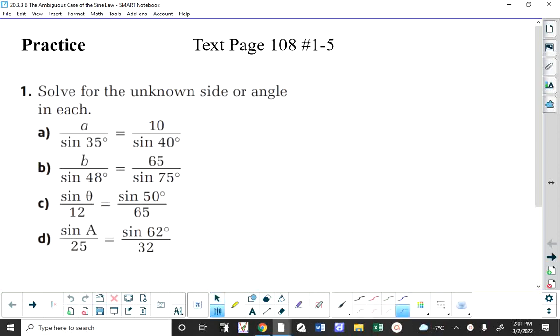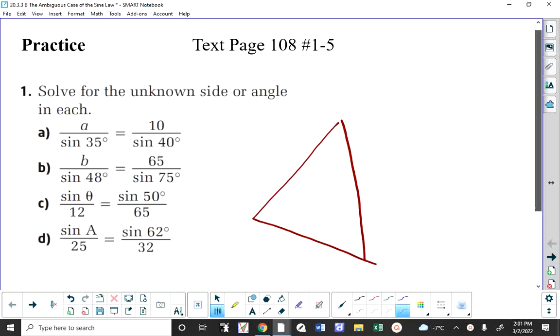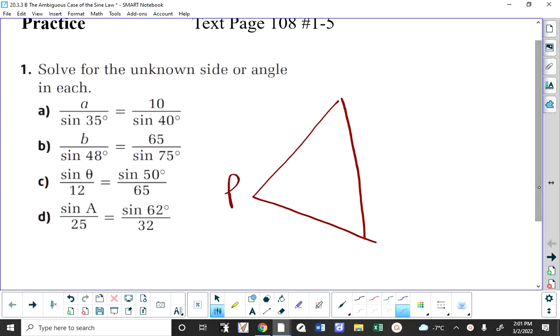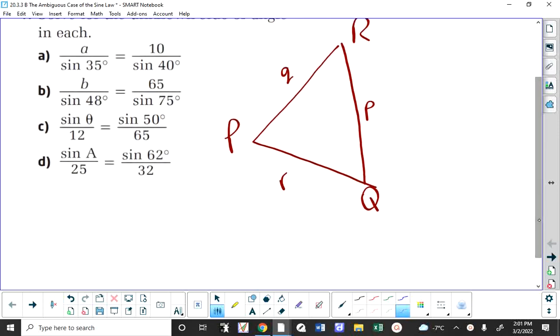One thing that I didn't mention yesterday, but it bears mentioning, is I told you for any triangle, it doesn't matter, I'll use PQR today. This is P, this is Q, this is R, so this is little p, this is little q, this is little r. I said that for a triangle that has those vertices, p over sine P equals q over sine Q, which is equal to r over sine R.